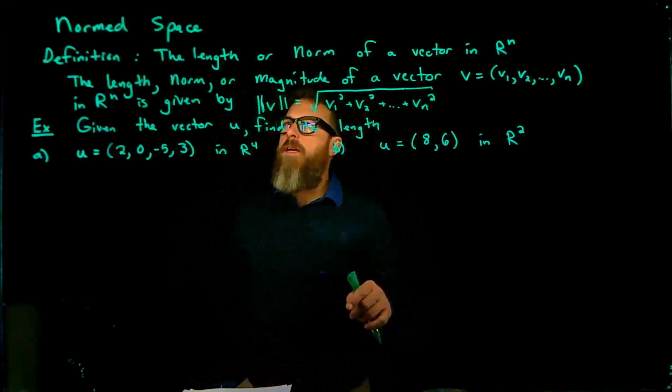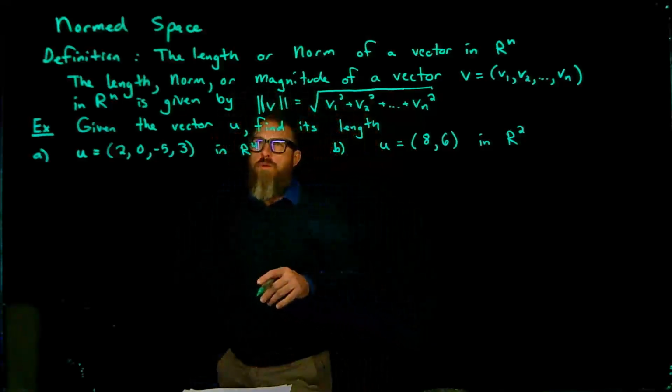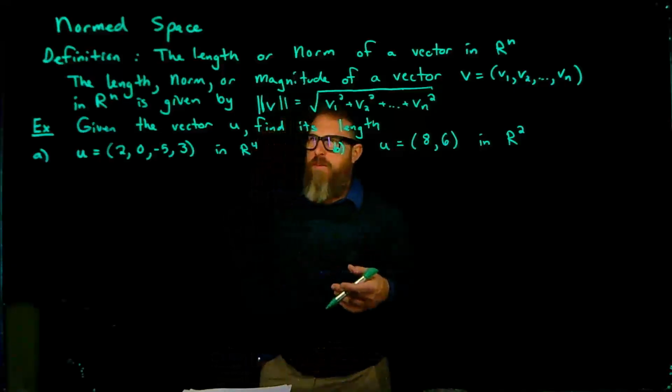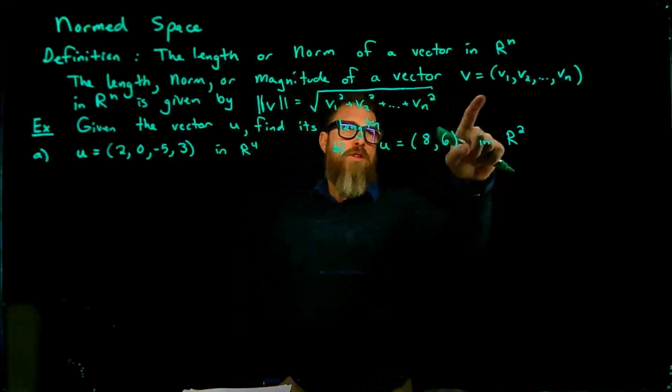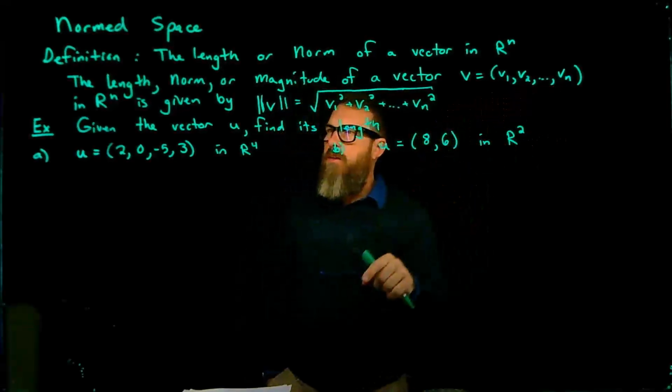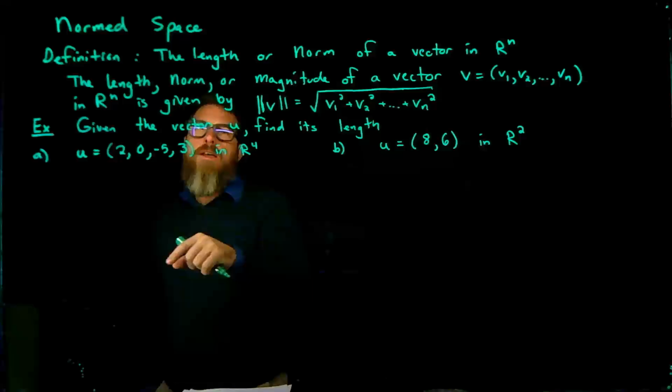I'm Professor Van Hamlin. I'm going to cover norm space. So we're going to talk really about length and the norm of a vector. So the length, the norm, or the magnitude of a vector v, which is v1, v2, all the way up to vn, so that vector is going to be in Rn, is given by this.